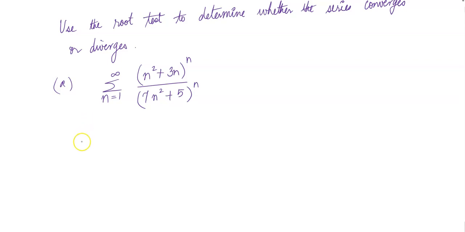Okay, let's start with rho. You have the power n, right? So we want to start with the root test, because we understand that the root and the power will undo each other. If you have a square as the power, the square root will undo it. If you have a cube as the power, the cube root will undo it, and so on. So we have n as the power, so the nth root will undo it.